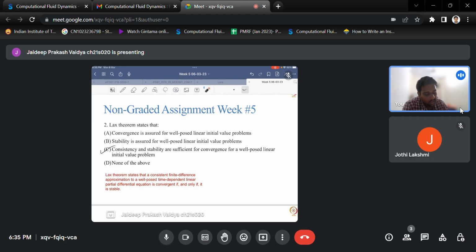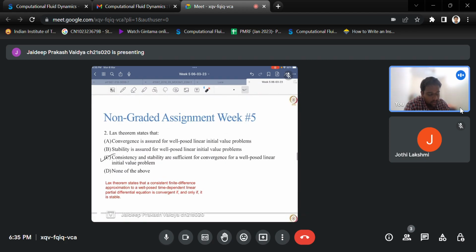And we know that a linear well-posed system refers to a system where it has a unique solution, it has a consistent solution, and if the boundary conditions or the initial values are changed, then we arrive at a new solution. So the Lax theorem deals with consistency and stability being the sufficient condition for the convergence of a well-posed linear initial value problem, and that's coming from here.